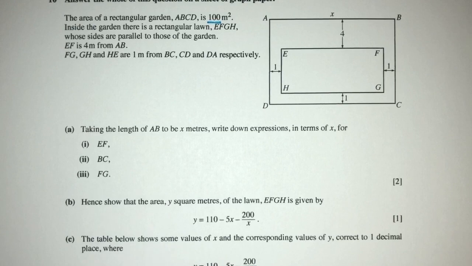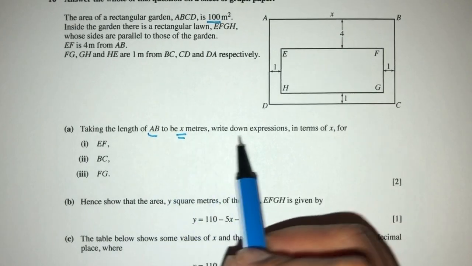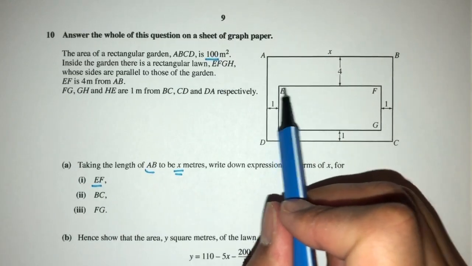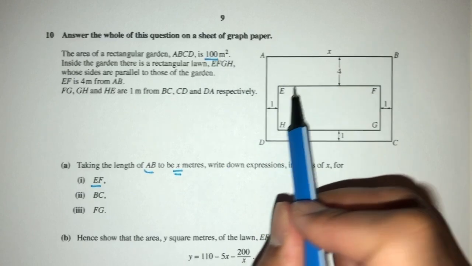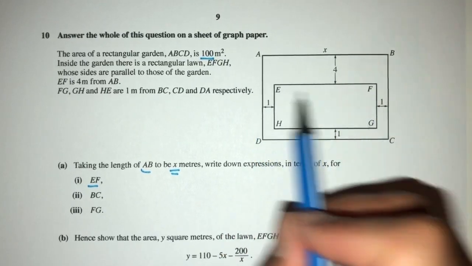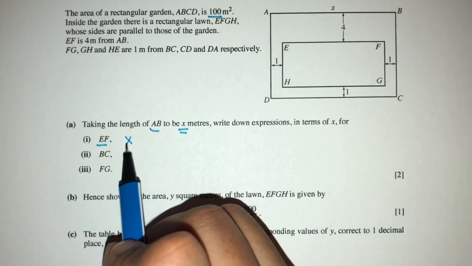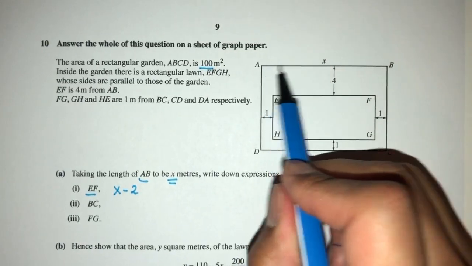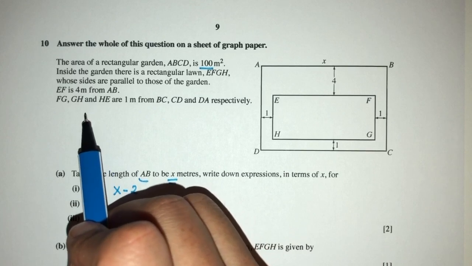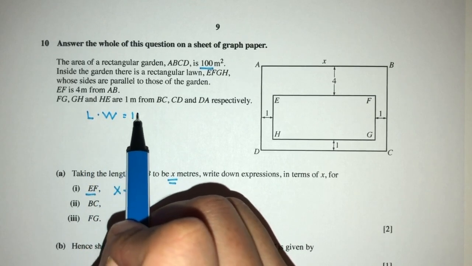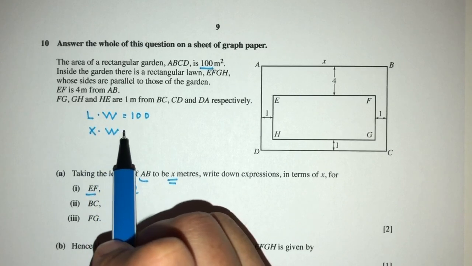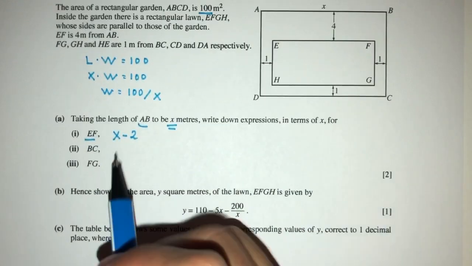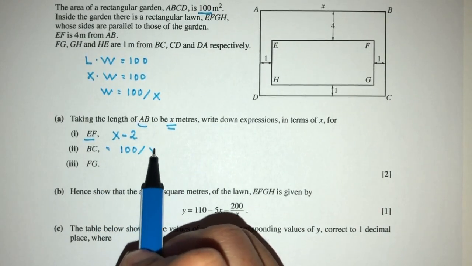So part 1, by taking the length of AB to be x, write down expressions for EF. First, what is EF? EF is this one. If this is x, and this is 1 and this is 1, EF has to be x minus 2, if that makes sense. Now what is BC? BC is this one. If this is x, the area is this. Length times width is area. Length is x. What is the width? Width has to be 100 divided by x. So BC has to be 100 over x.